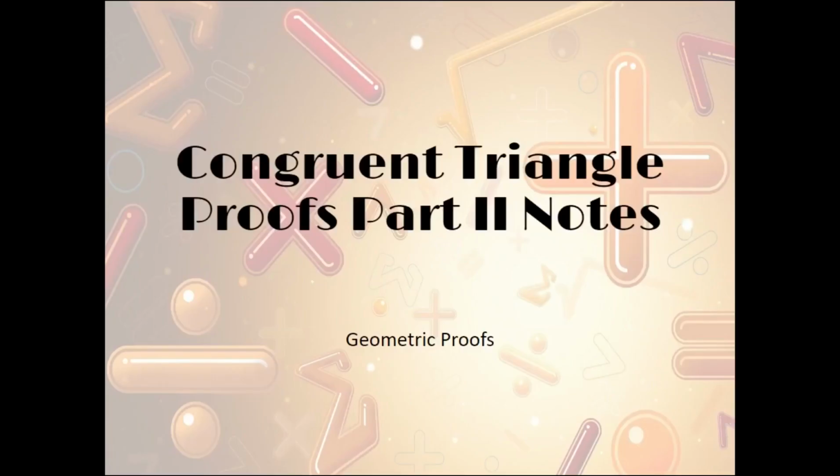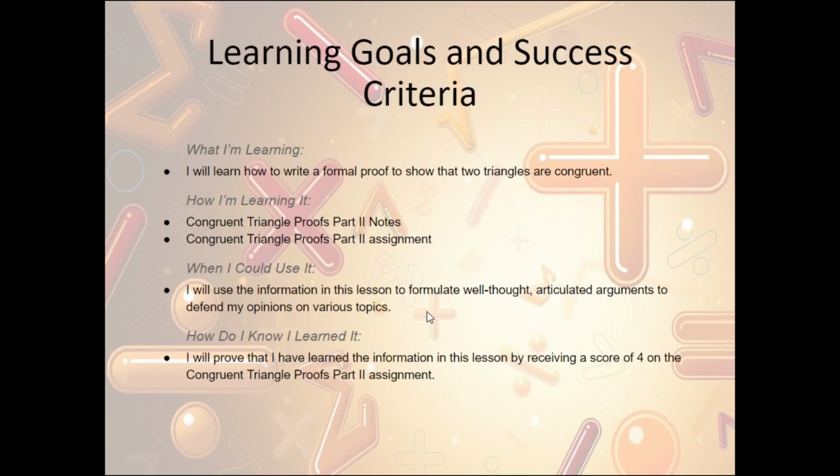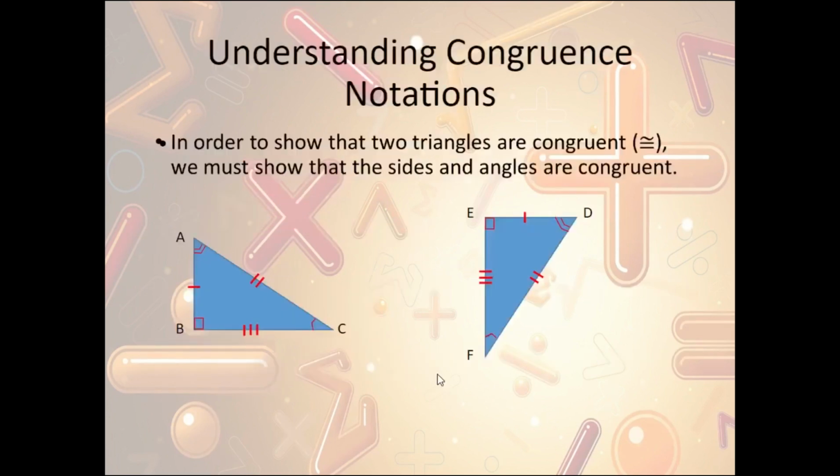Let's take a look now at the Congruent Triangle Proofs Part 2 notes. The notes begin with the learning goals and success criteria. Now, understanding congruence. In order to show that two triangles are congruent, we must show that all the sides and all the angles are congruent.